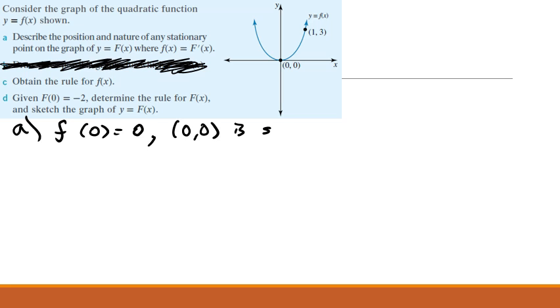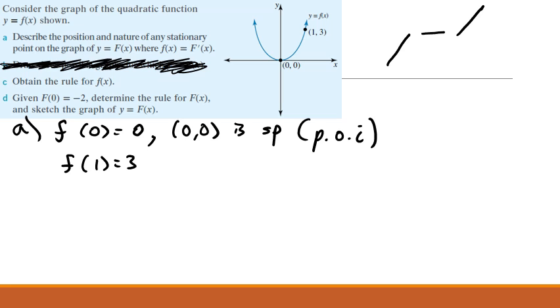Specifically, what type of stationary point? If it's going from positive to 0 to positive. So positive to 0 to positive. It's a point of inflection. This is a sign diagram for it. This is not the actual graph. That's all I was saying, this is confusing. What's the other point that's given on there? So f of 1 is equal to 3. That means f dashed of 1 is equal to 3.